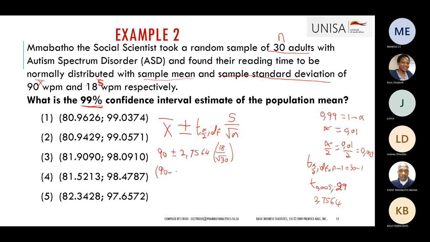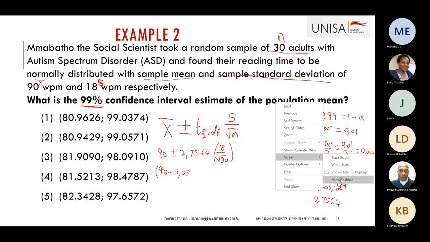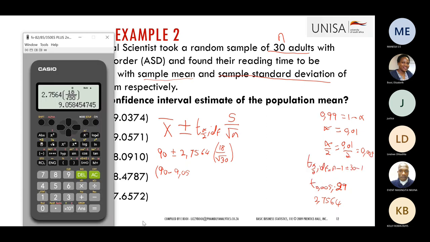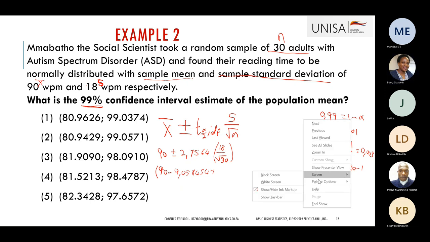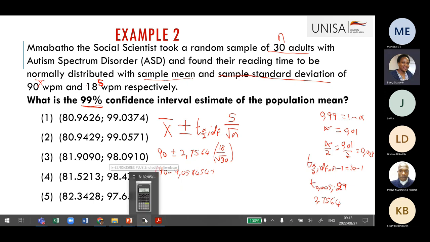90 minus 9.05, 8.4547. Not nice to toggle between, and that is our lower limit. Our upper limit is 90 plus, and I'm not going to write all of it, I'm just going to do dot dot dot after that. It represents the rest of the other values.